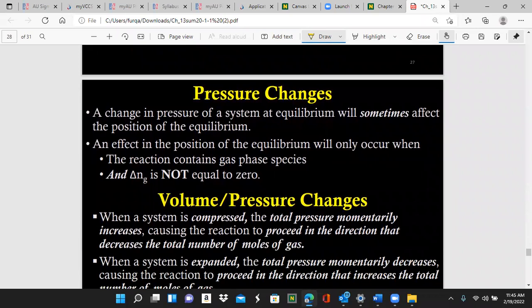So pressure changes also have an effect. A change in pressure of a system at equilibrium will sometimes affect the position of the equilibrium.